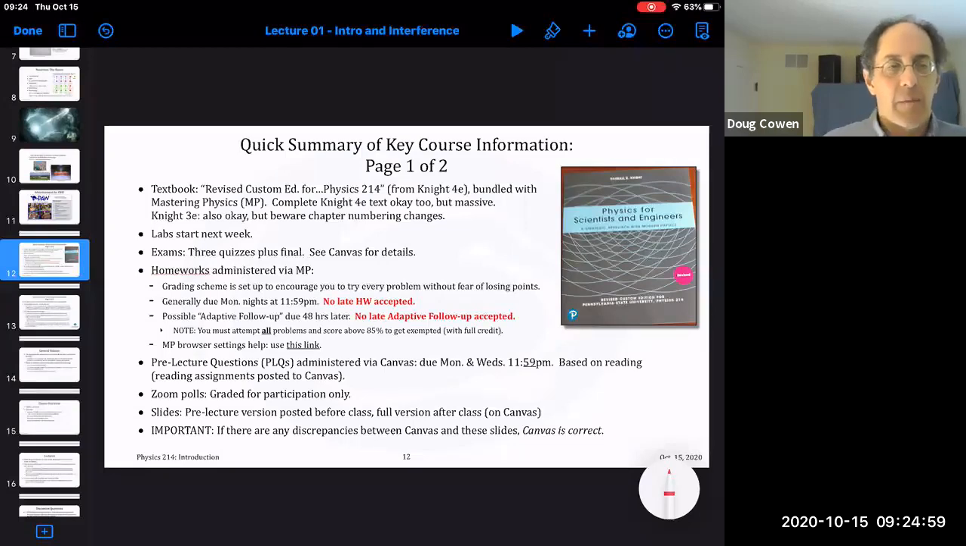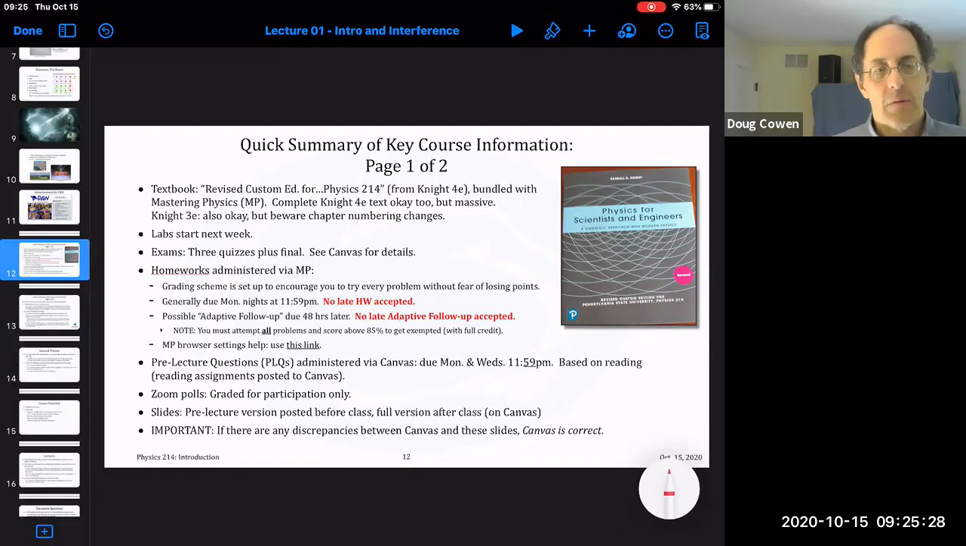There will be possible adaptive follow-up assignments that are going to be due 48 hours after the main assignment. These are much, much shorter assignments, and they're focused on the elements of the main homework assignment that Mastering Physics has decided you need a little additional help with. Again, we can't accept any late adaptive follow-up.